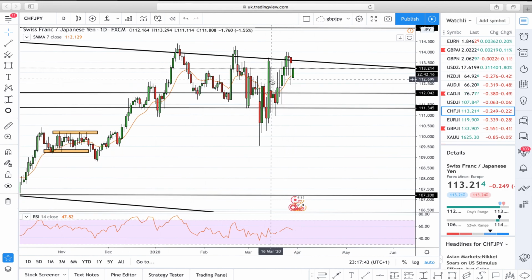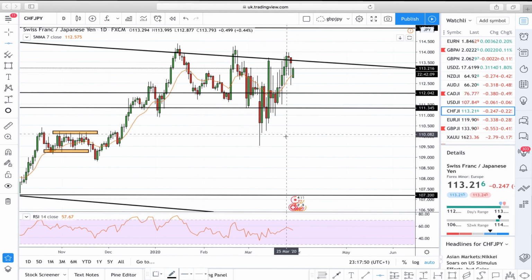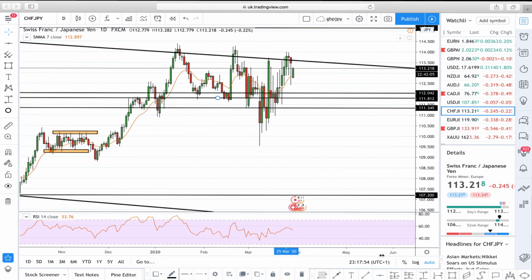But over here, this is where we really want to be looking. I'm going to drop this down. In the daily time frame, can I see any key levels of support? Not really. Here we've got a line of resistance and now acting as support.